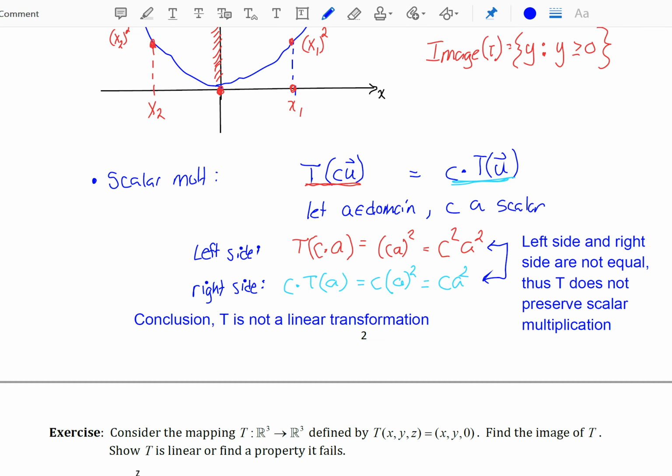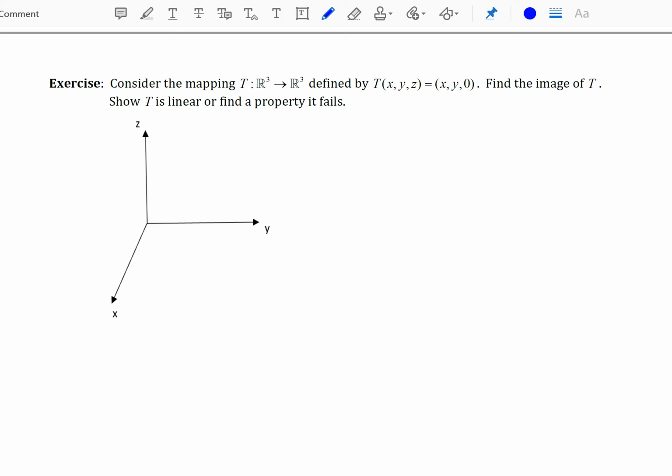Let's try another example. Consider the mapping T that maps vectors in R3 to R3 defined by this function. Notice that whenever we're talking about a transformation, we always have to be given a function that describes how the transformation is accomplished. We have to be given your domain, what vector space we start in, and we have to be given your codomain, what vector space we're landing in. Here now we want to find the image of T and then show that T is linear or find a property that it fails. Let's first find the image of T.